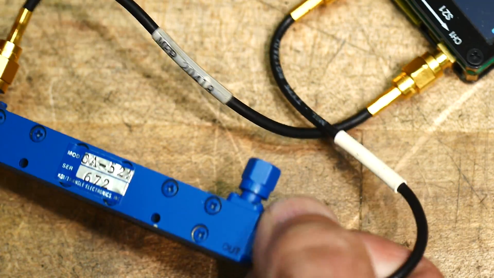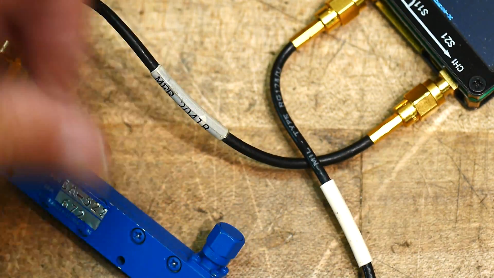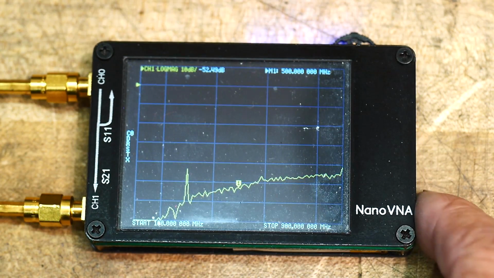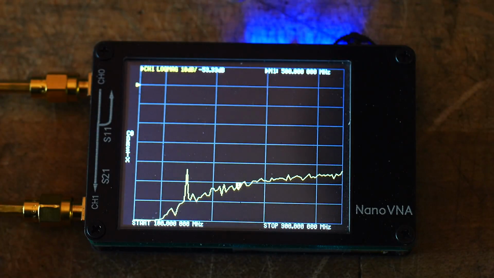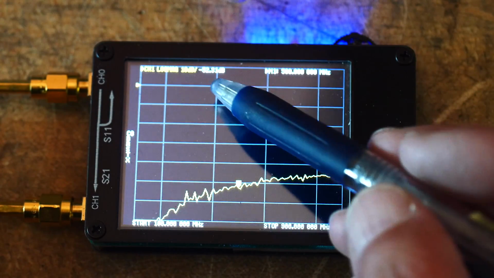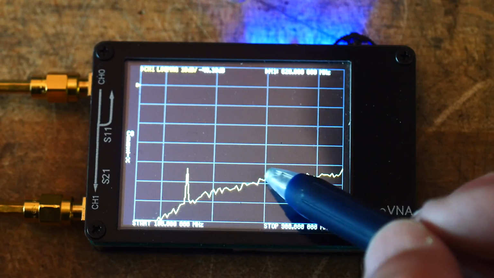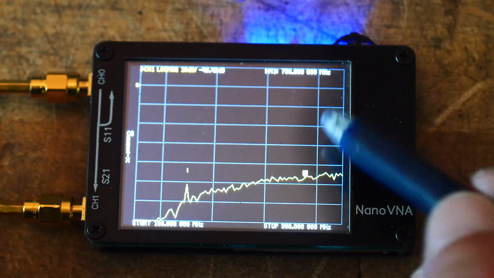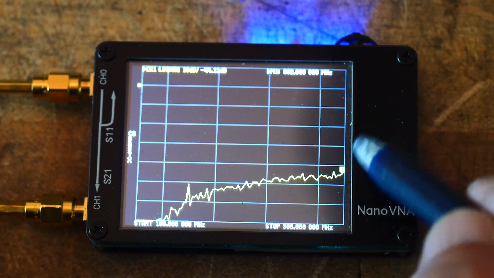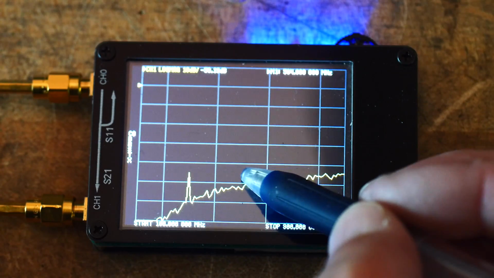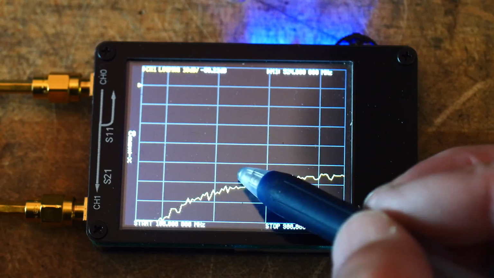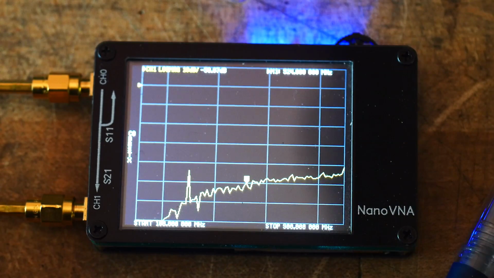Okay, so let's see how good this thing is at rejection. Let me turn the room light off. So yeah, it's looking pretty good. Minus 46. So the worst is minus 44. That's at a gigahertz, and at 500 megahertz, it's about minus 49. So that's pretty good.